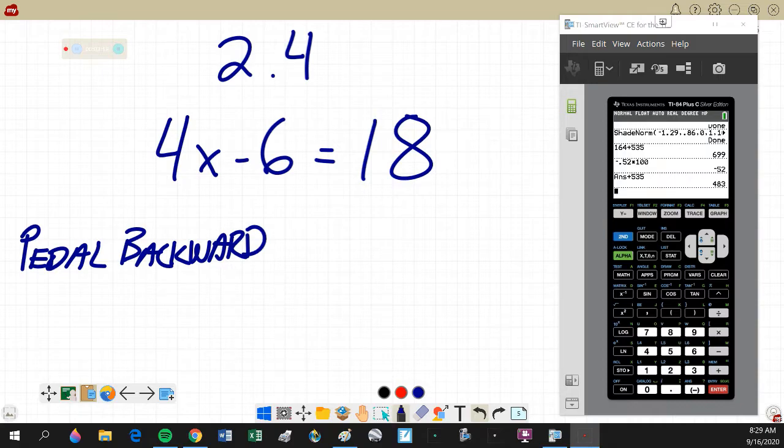So if I focus on the x and I look at PEDAL, are there any parentheses? No. Are there any exponents? No. Is there any division or multiplication? Yes. So we do that first. Okay. Is there any addition or subtraction? Yes. So that is second. This would be step 1, and that would be step 2.